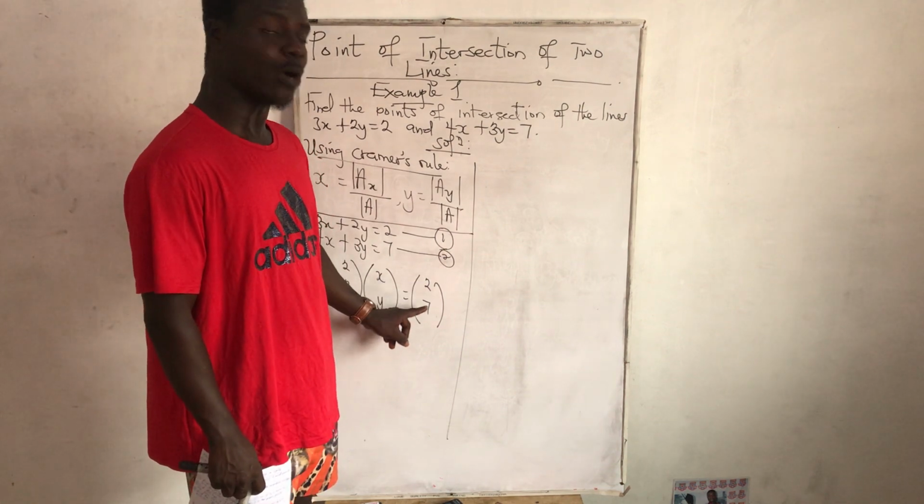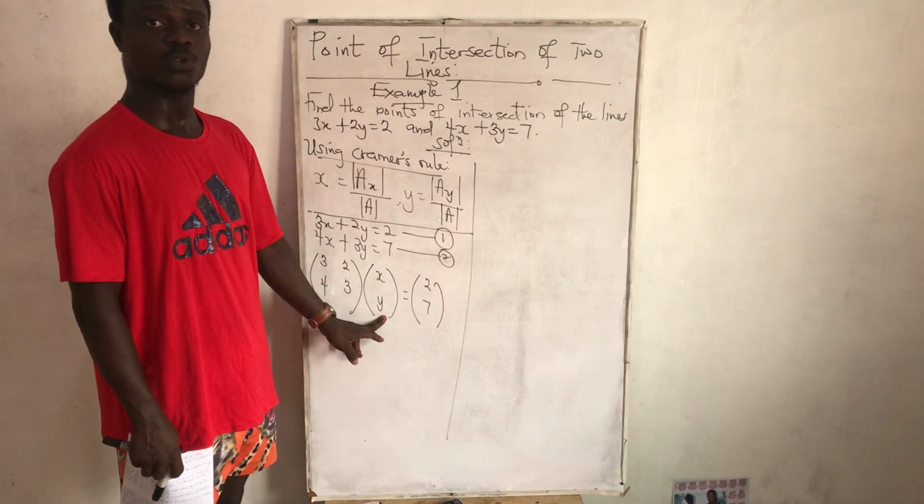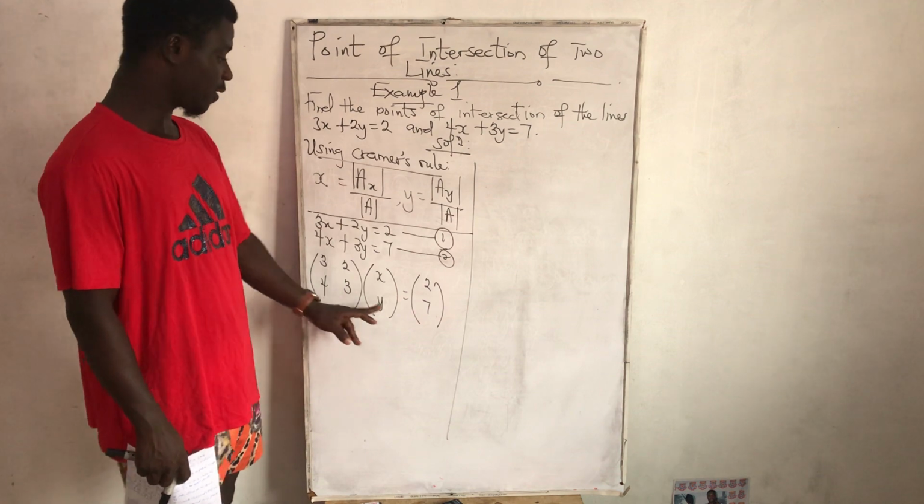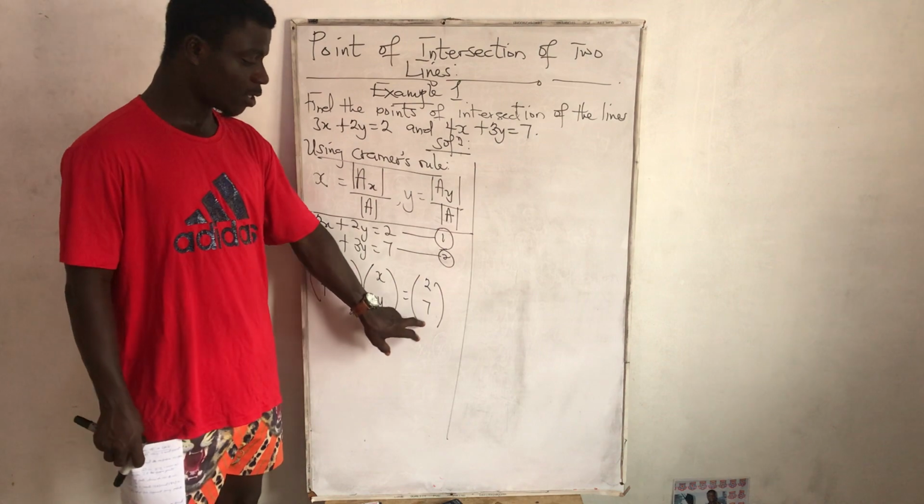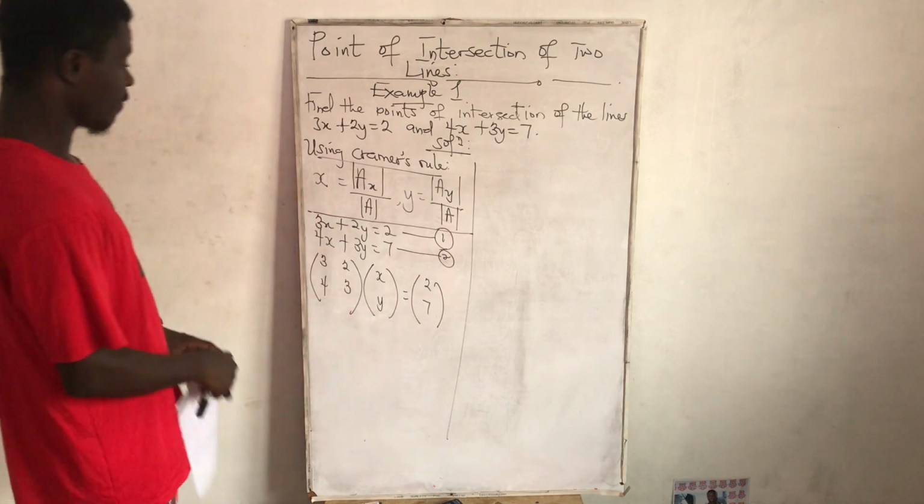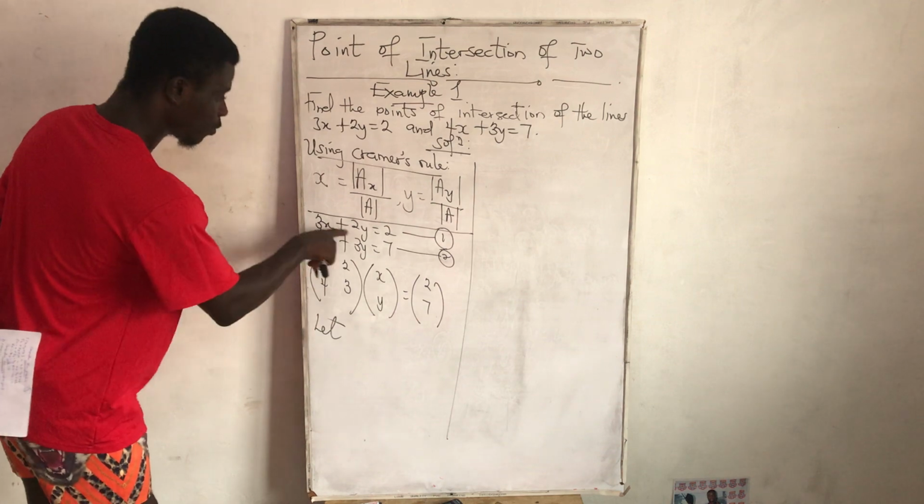That's a 2 by 1 matrix. So when you multiply a 2 by 2 matrix by a 2 by 1 matrix, you obtain what? A 2 by 1. So you get your result as that, which must be equal to this 2, 7, right? So now, we can say that.